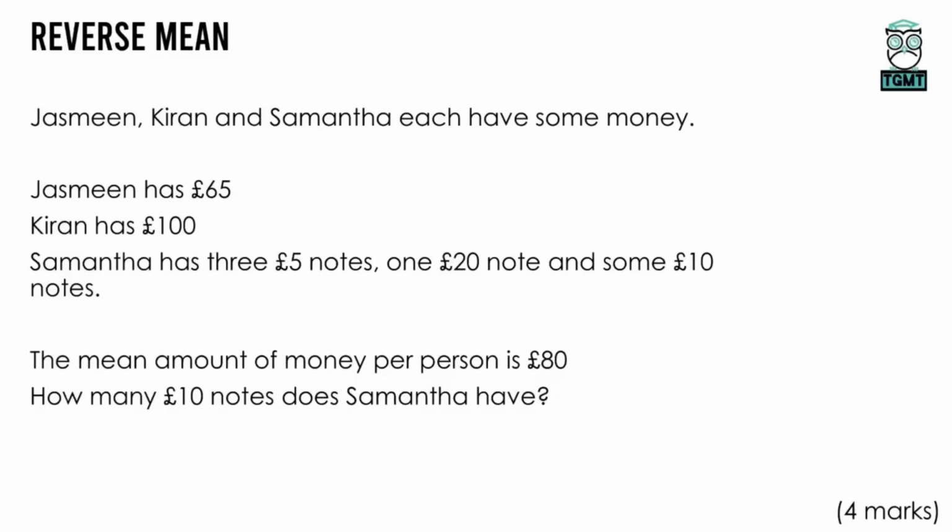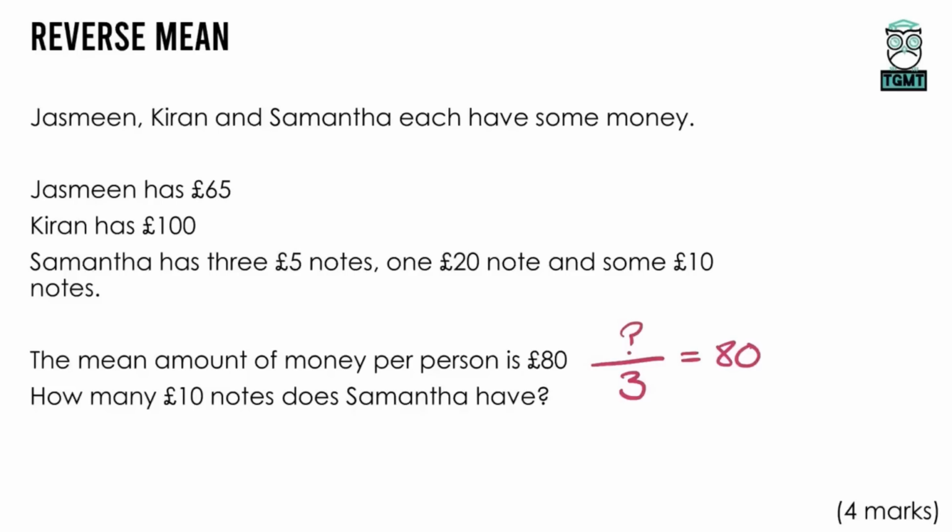So if we read this question, it says Jasmine has £65, Kieran has £100, and Samantha has 3 £5 notes, 1 £20 note, and some £10 notes. Now, there are 3 people. So if the mean amount of money per person is 80, then whatever their total is, which we don't know, divided by 3 would have been equal to £80. And this is the process of reverse mean. It's reversing that division that would have happened to find out what that total was.